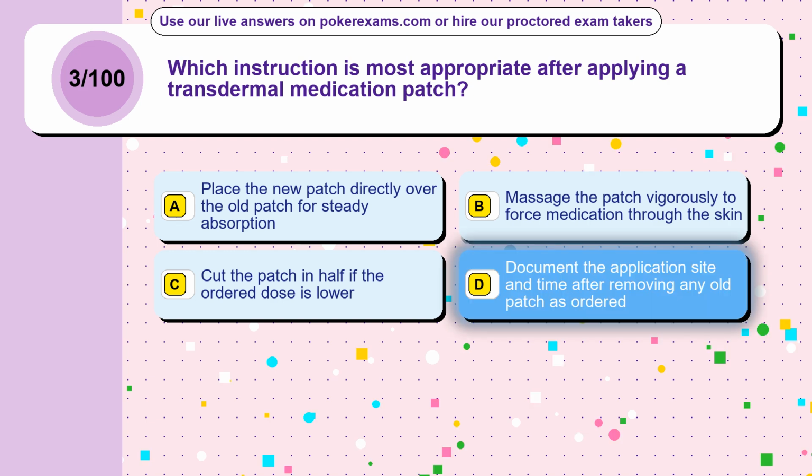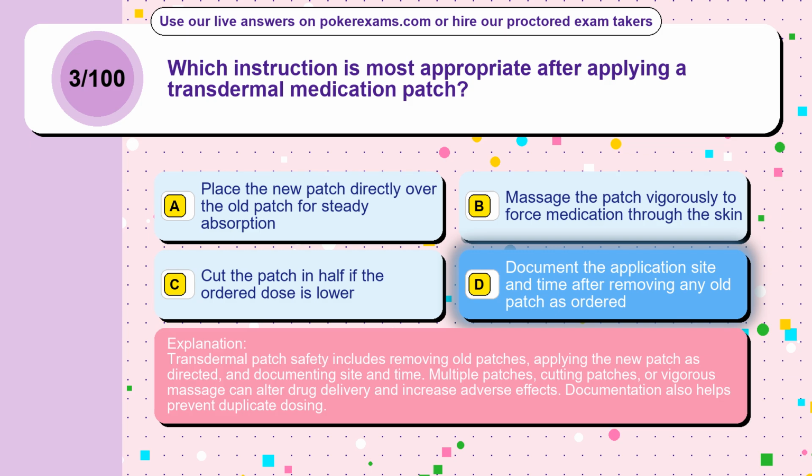The correct answer is option D. Document the application site and time after removing any old patches ordered. Transdermal patch safety includes removing old patches, applying the new patches directed, and documenting site and time. Multiple patches, cutting patches, or vigorous massage can alter drug delivery and increase adverse effects. Documentation also helps prevent duplicate dosing.